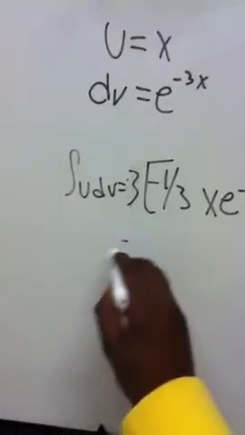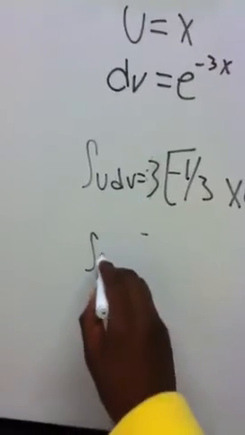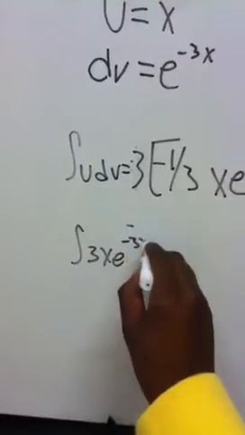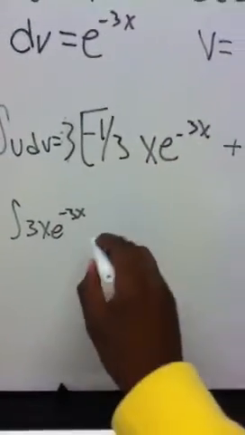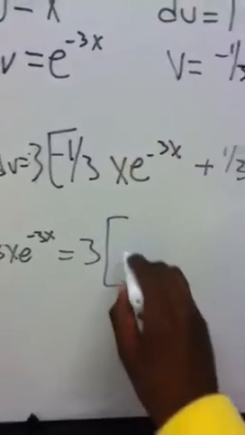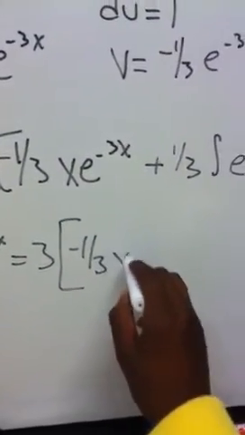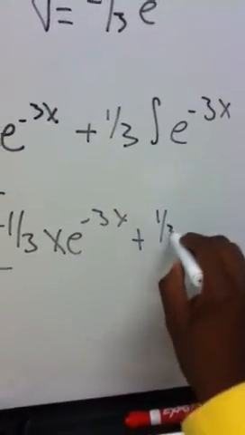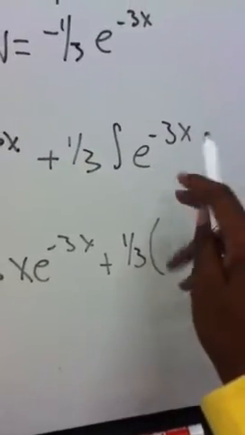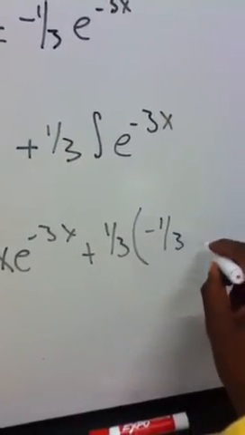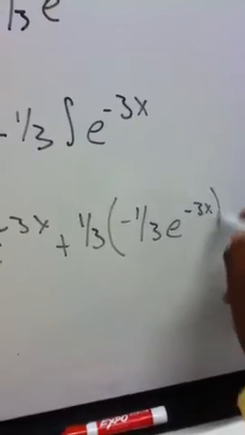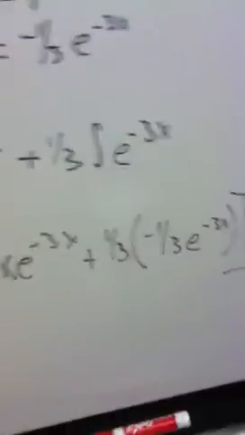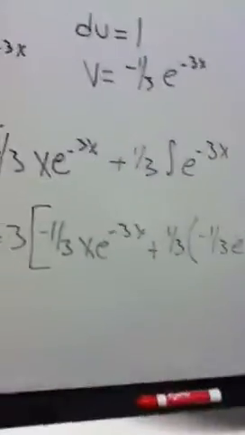Go ahead and write it as the integral of 3x e to the negative 3x is equal to 3 times the quantity of negative 1/3 x e to the negative 3x plus 1/3 times the quantity of negative 1/3 e to the negative 3x. And again, you know this integral because you just solved it up here. After that, you can simplify this further.